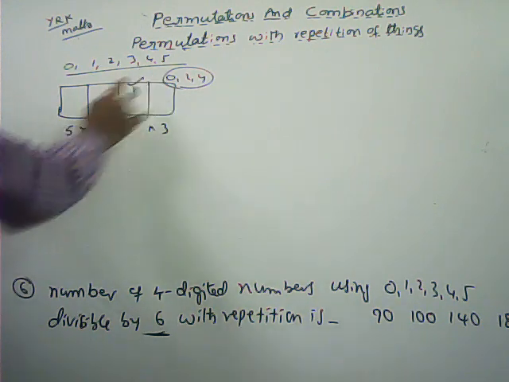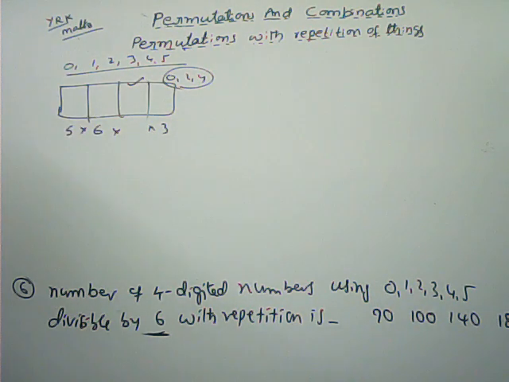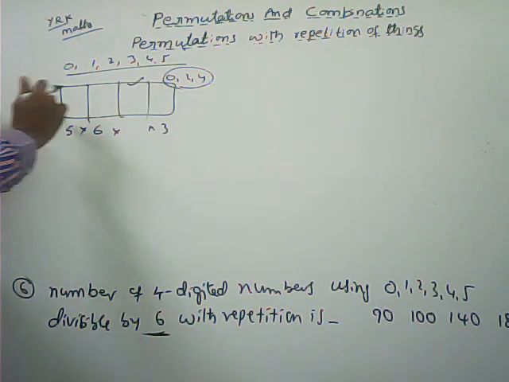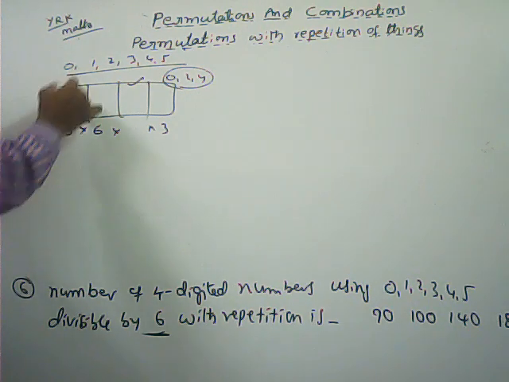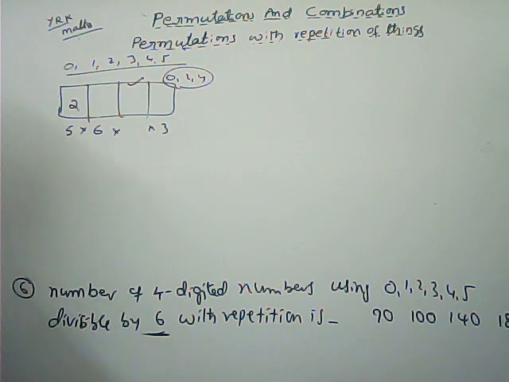What about this one? It depends upon this one only. Why? Because divisible by 6 means that it should be divisible by both 2 and 3. 2 and 3 means even. Even means the units digit should be occupied by either 0 or 2 or 4. So for example, this one, 5 ways I am saying. I am keeping 2. Here 6 ways are there. You can keep any one.